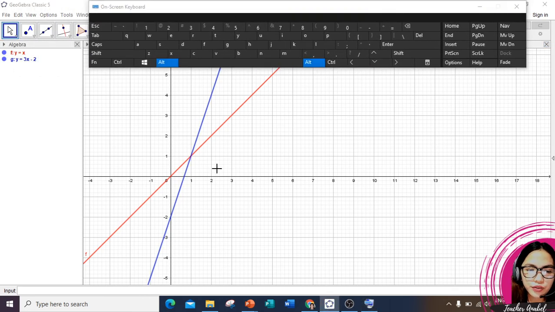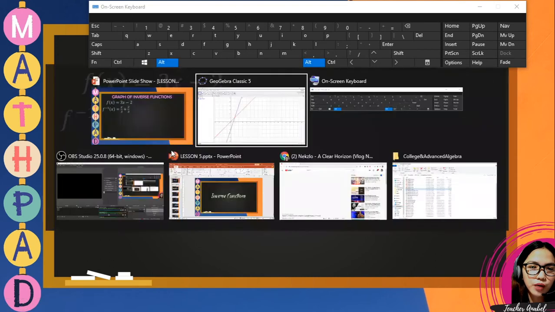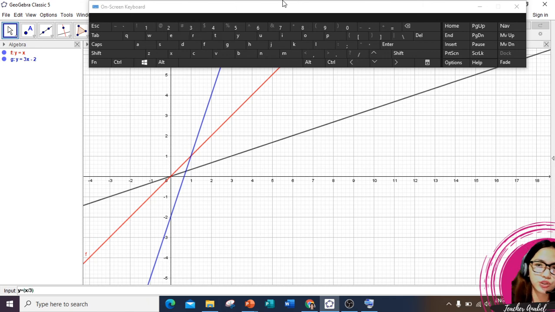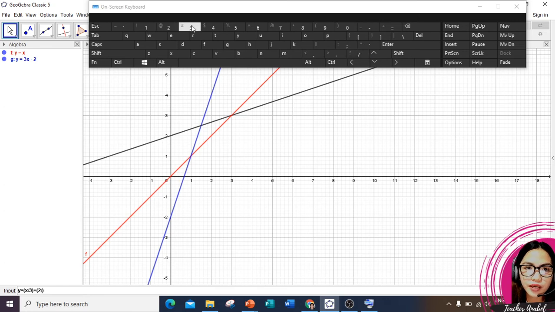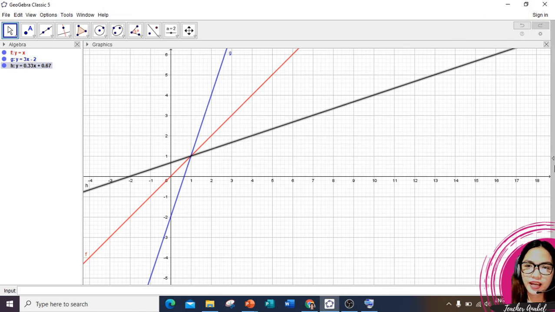Then, we're going to graph the other function, x over 3 plus 2 over 3. So, gagawin ulit natin y. y equals, close it in parentheses to separate the fractions, plus 2 divided by 3. Then enter. Okay. So tingnan natin yung graph natin.